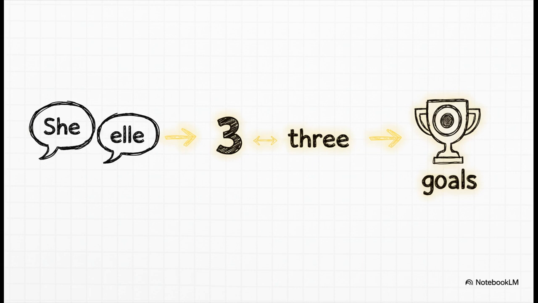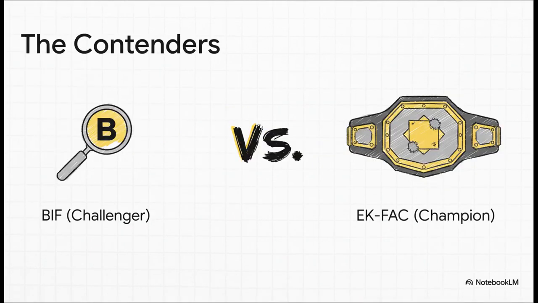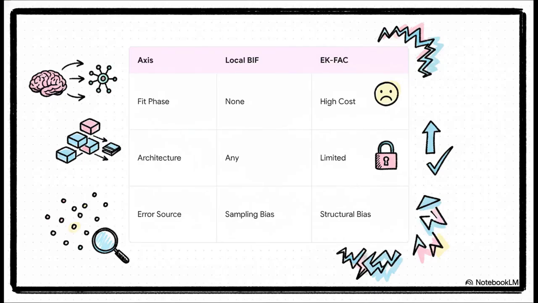It's incredible. So to prove just how good it is, they pitted BIF, the challenger, against the reigning champ, a method called EK-FAC. Now, EK-FAC is basically the best, most clever workaround that people came up with to deal with the old broken system. It's the state of the art. So let's look at the tale of the tape. Right away, you can see some major differences.